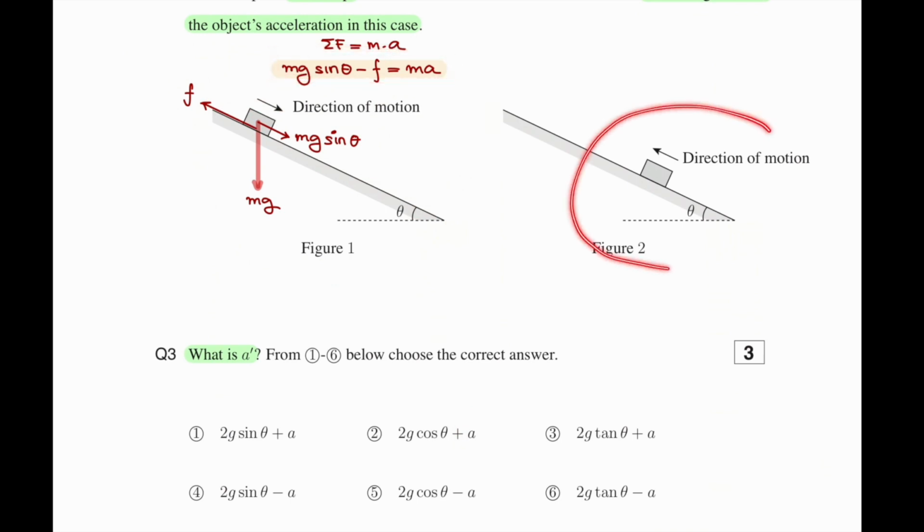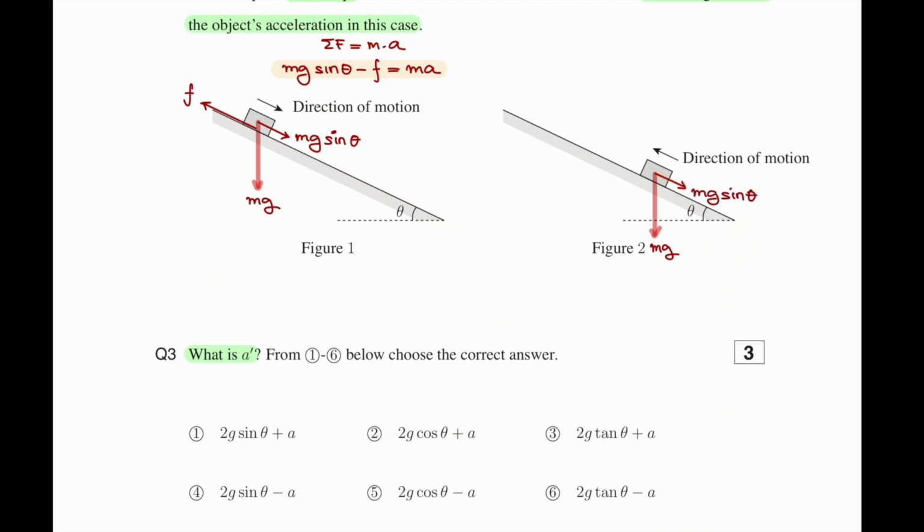And then for the second one, by using the same analysis, we have mg here, vertically downward. If I resolve this mg, I will get one component down the slope, which is mg sin theta. So you have to remember, if you have an inclined plane and you want to find the component of weight that is down the slope, it is always mg sin theta.